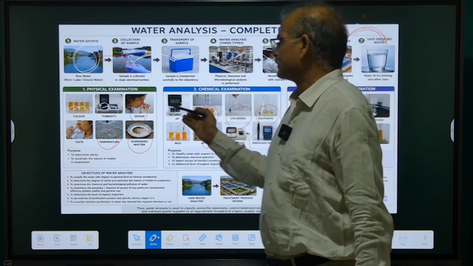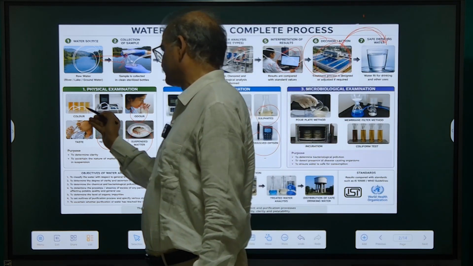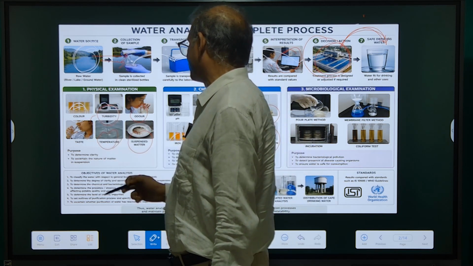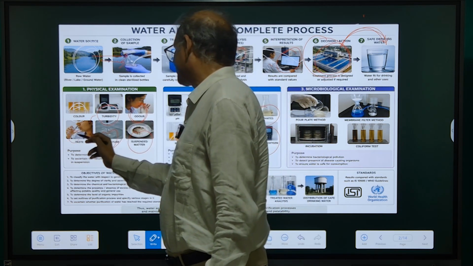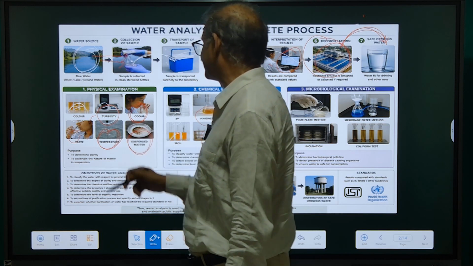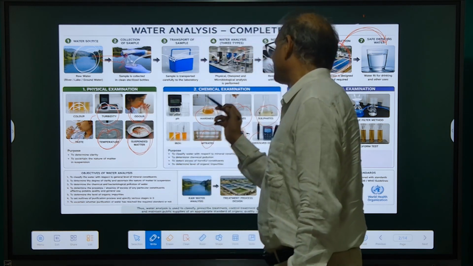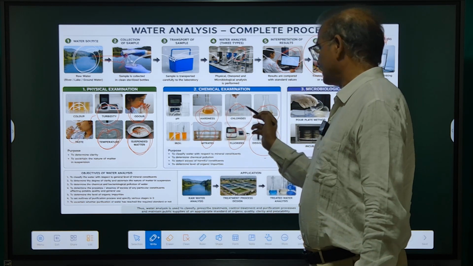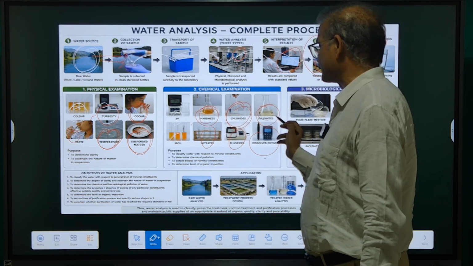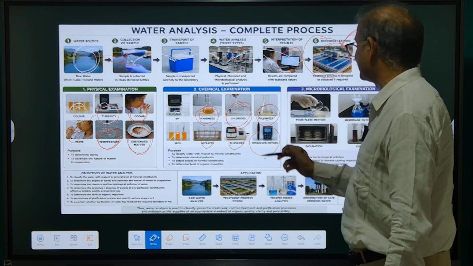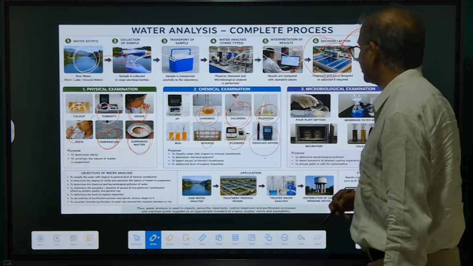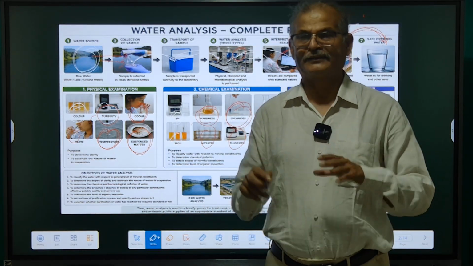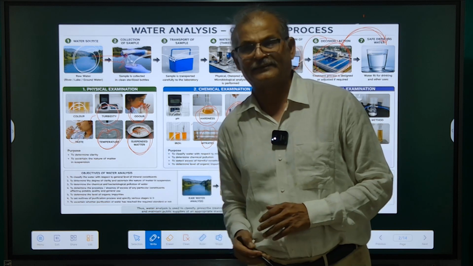In the physical examination, we find out the color of water, whether it is admissible or not, turbidity present in the water, odor, taste, temperature of water, suspended matter, etc. In chemical examination, we find out the pH value of the water, hardness, chloride presence, sulfate presence, iron, nitrate, fluorides, dissolved oxygen, etc. Then we do the microbiological examination on the water. Once we ascertain that the quality of water is within the standard limit, then we supply it to the consumer.